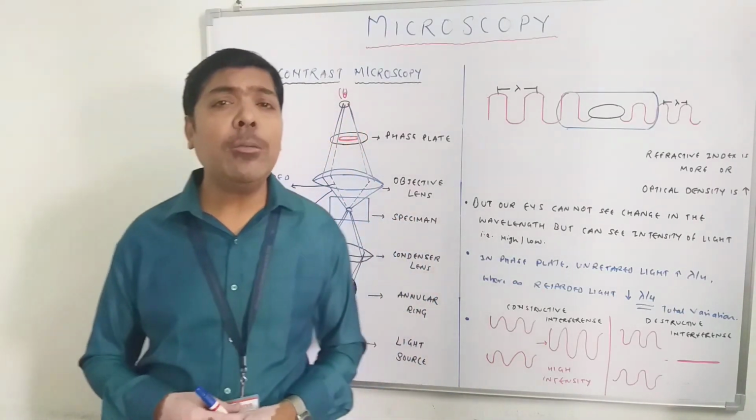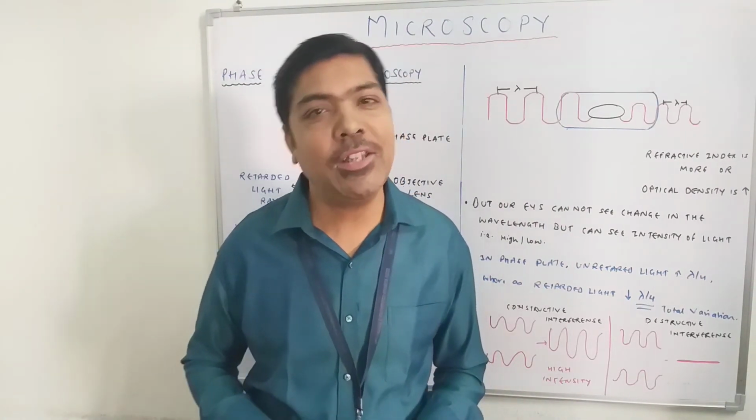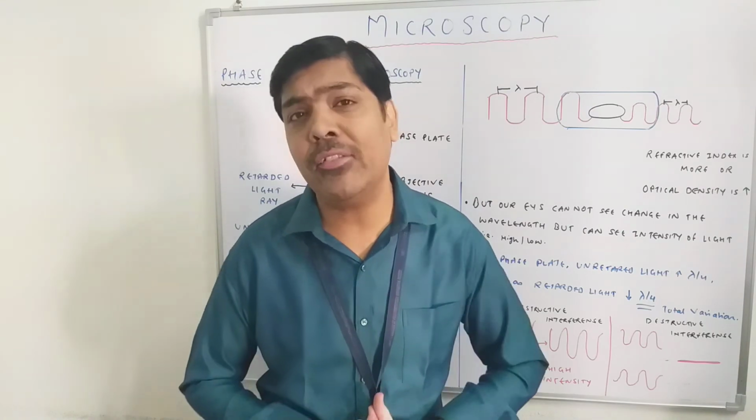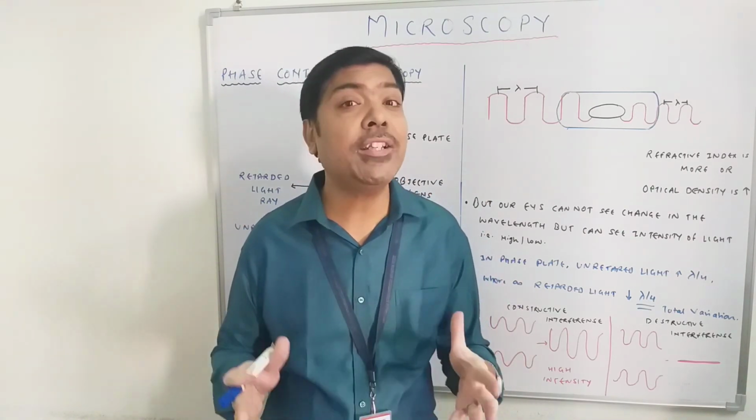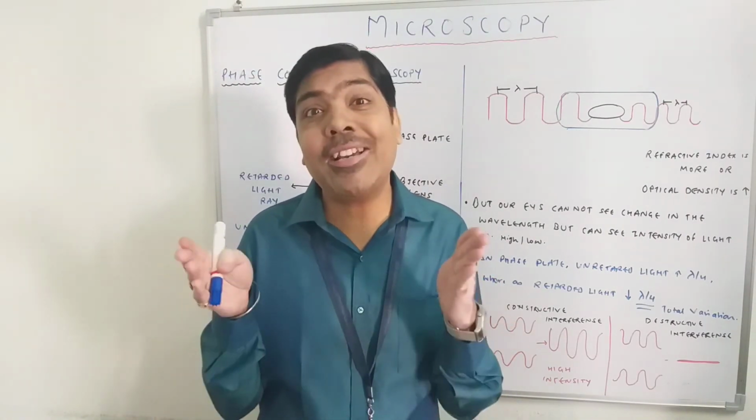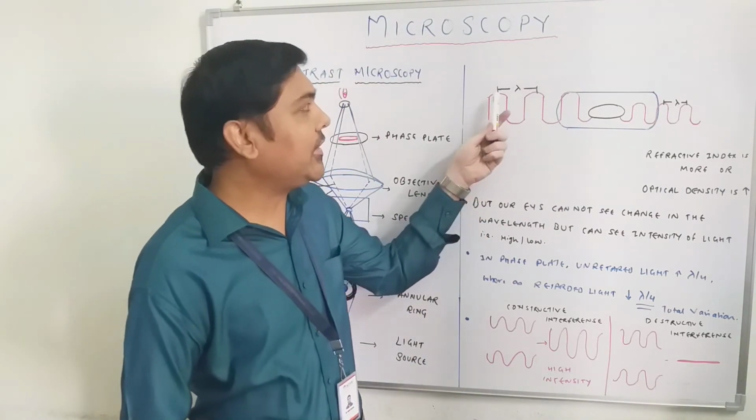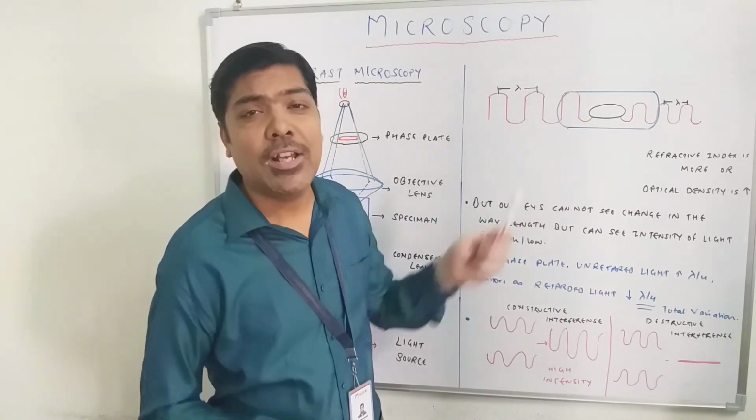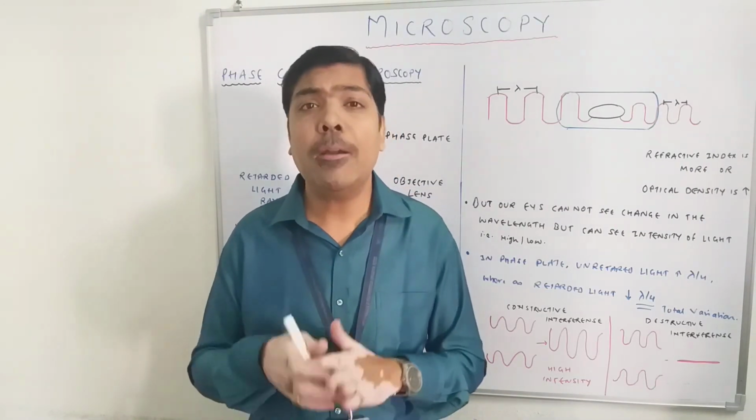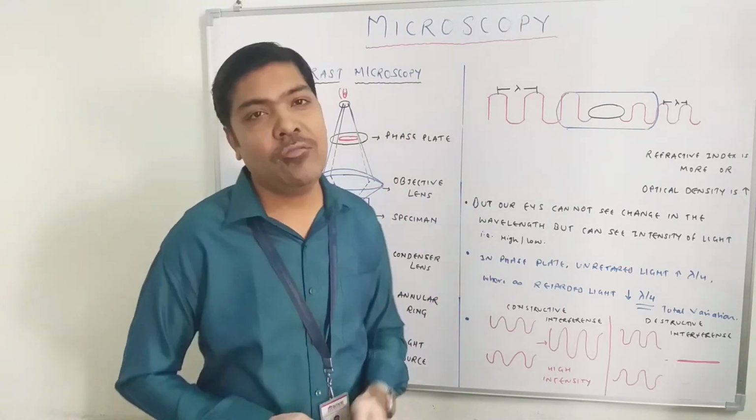Now, when the light is focused towards the specimen, we know that light travels in the form of a wave, and every light has a certain wavelength. And what is the definition of wavelength? Wavelength is the distance between the crests of two adjacent waves. As you can see in this diagram, this is the first crest, this is the second crest. If we calculate the distance between the two crests of the adjacent waves, it is called the wavelength.